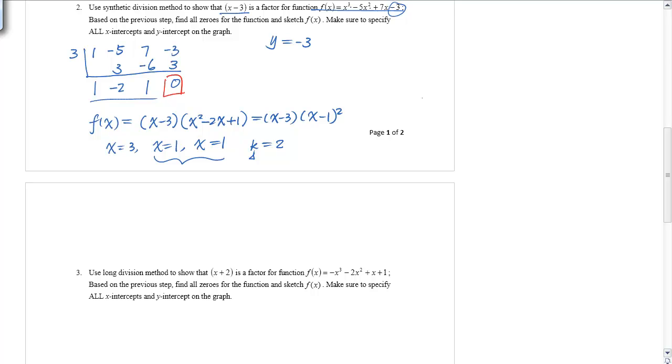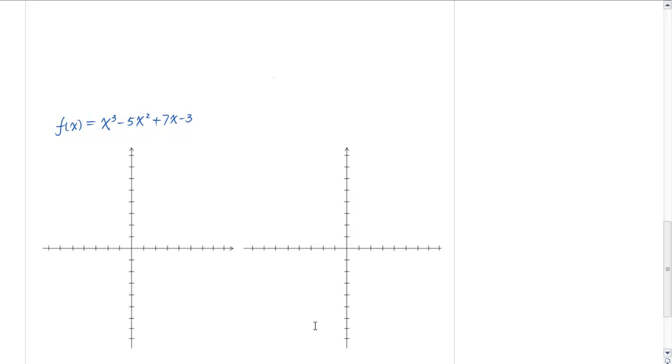So with all this information, now to graph this function, we already know that 1, 0 is one x-intercept, and this one is special because x equals 1 is a repeated root. Therefore, the graph will touch the x-axis here, but will not pass it. 3, 0 is another x-intercept. 0, negative 3 is the y-intercept.